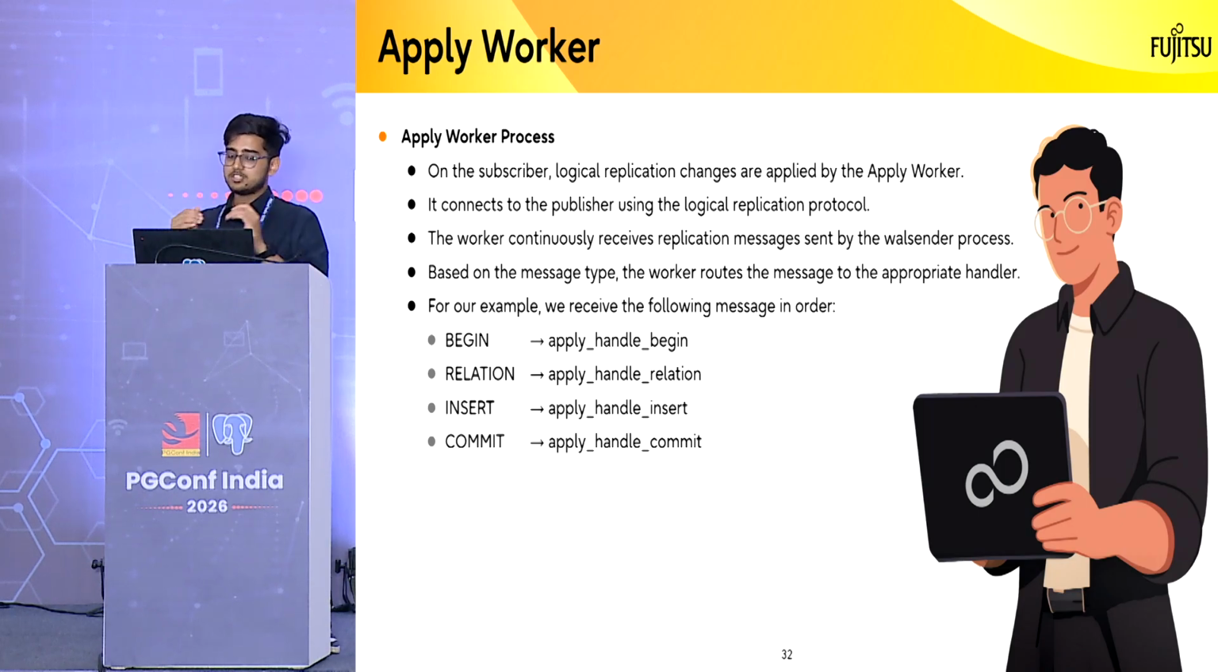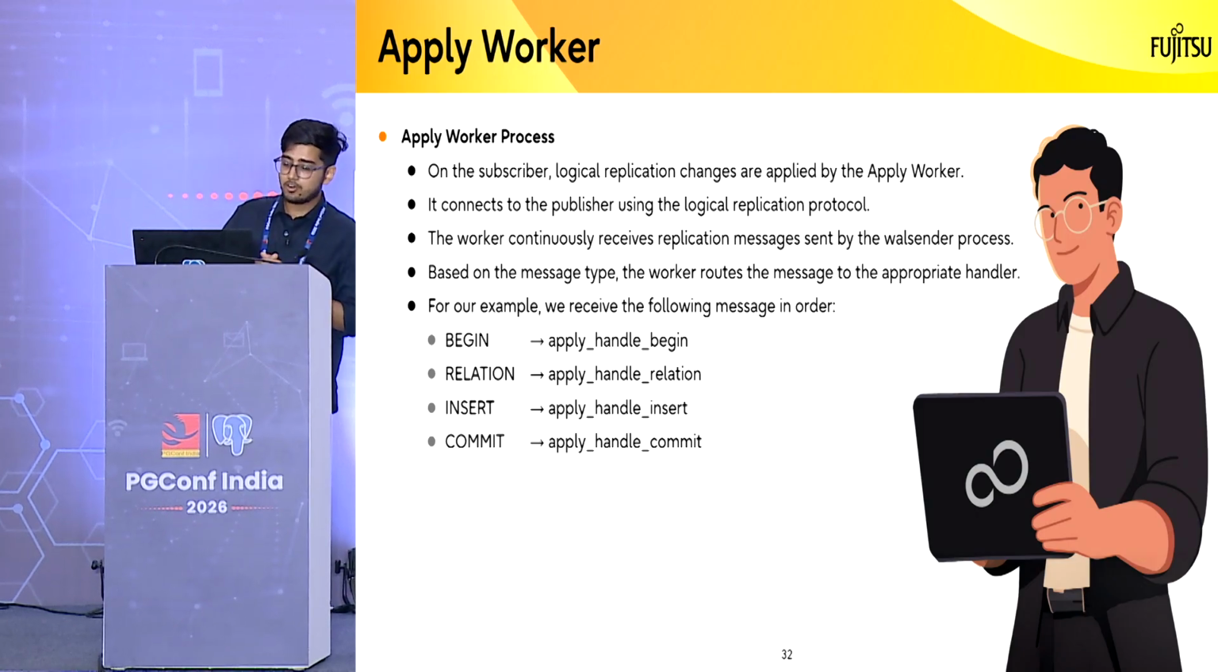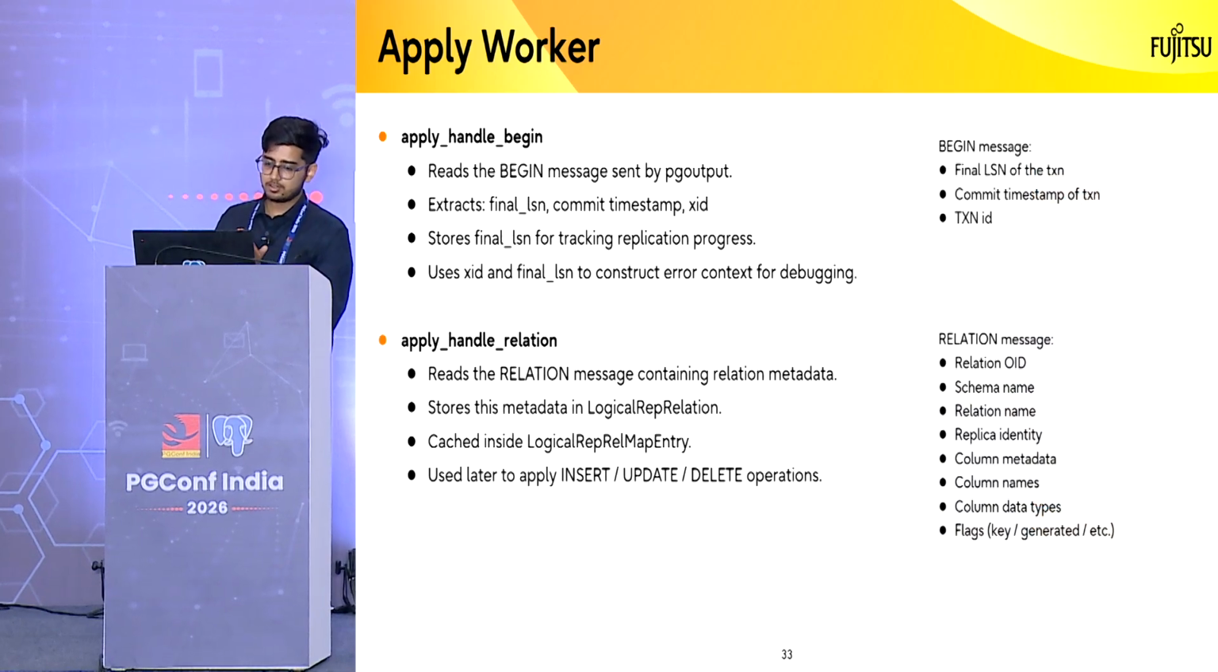Once these changes are sent by the WAL sender process to the subscriber, they are received by the apply worker process, and the apply worker process continuously receives these changes and, based on the type of the message, routes these messages to the appropriate handlers. For our case, we saw four messages were generated: begin, relation, insert, and commit. For those messages, these particular handlers will be called. Now let's see what all the handlers do.